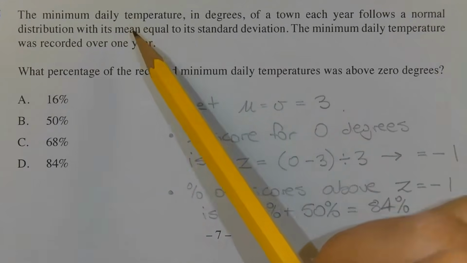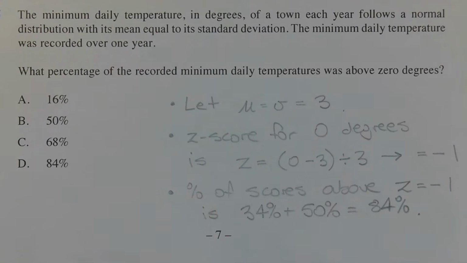Now, the next thing to note is that the mean temperature is not stated. We don't know what it is. All we do know is that the mean is equal to the standard deviation. Because the scores, which represent temperatures, follow a normal distribution, we know that the standard deviation can't be 0, nor can it be negative. It has to be a positive number. It doesn't have to be an integer or a whole number, but it must be positive.